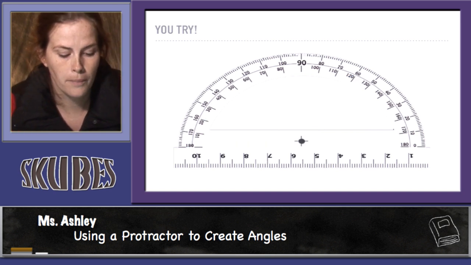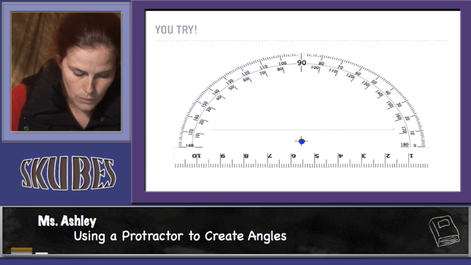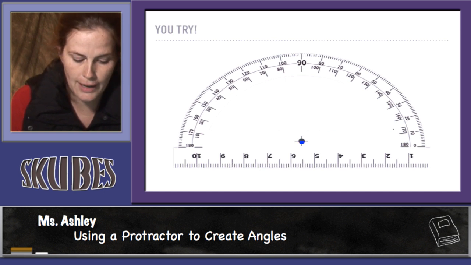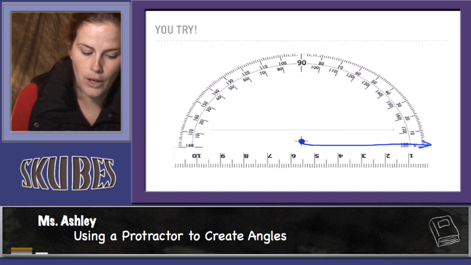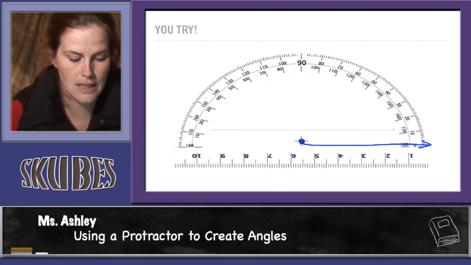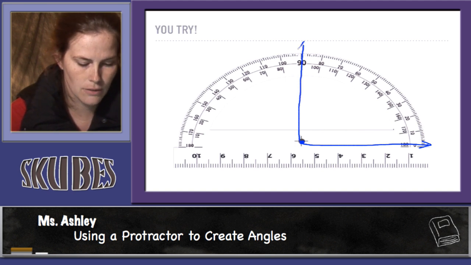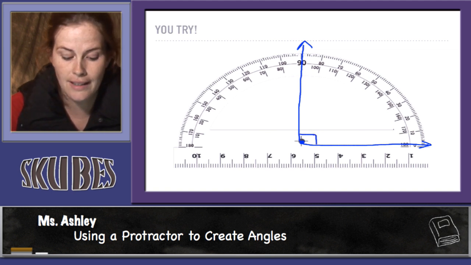Let's try one more angle. This time, let's draw a 90-degree angle. So I'm going to put my vertex in the center of the protractor. I'm going to draw my bottom ray and line it up with a 0-degree marking, and then follow it all the way up to 90 degrees. 90 degrees will be in the middle, so I'm going to connect it to my vertex, draw my arrow. I can also draw my 90-degree square so that anyone looking at this will know that it's a 90-degree angle.